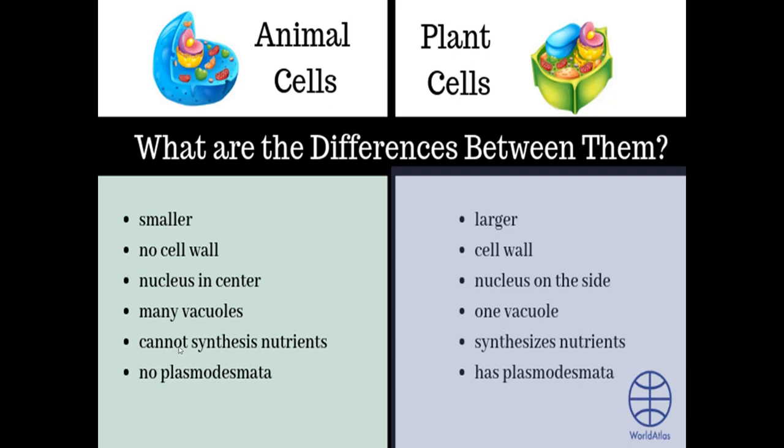Animal cell cannot synthesize nutrients. We know that it doesn't have chloroplast and it cannot prepare its own food. Whereas plant cell has chloroplast to synthesize the nutrients. There is no connection between cell wall to cell, as there is no cell wall at all in animal cell. So there is no connection called plasmodesmata between the cell walls in animal cell. In plant cell, there is a cell wall and there is a connection called plasmodesmata.